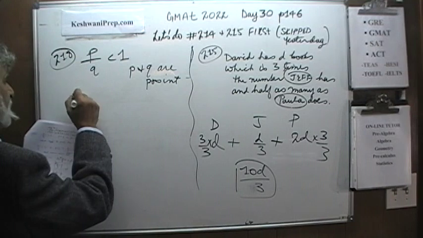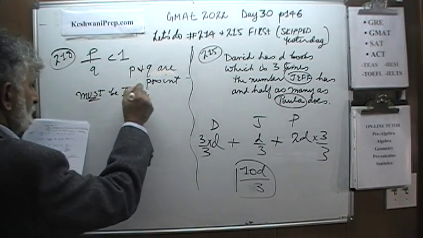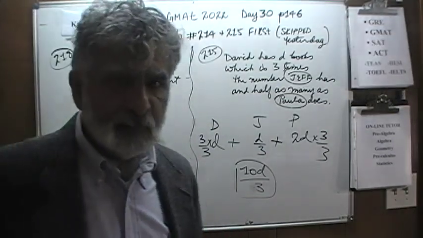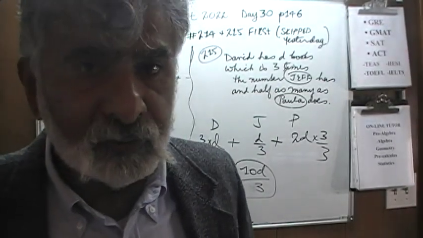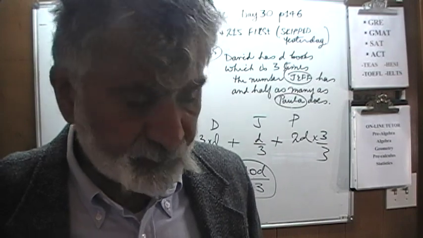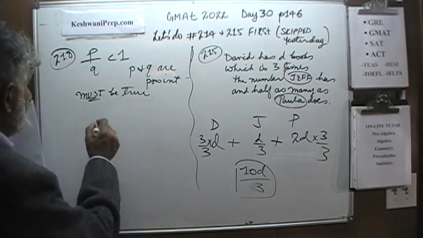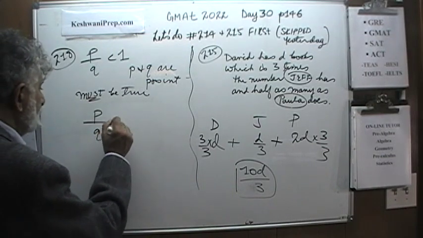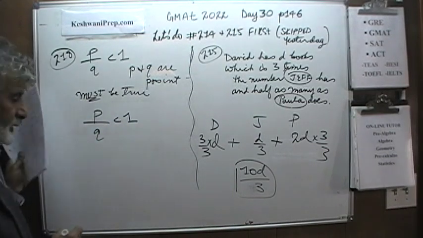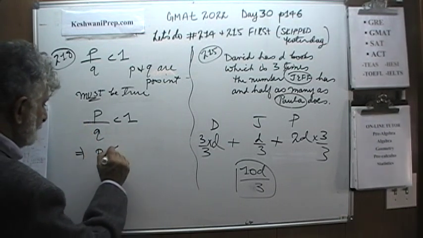The question simply is, which must be true? So we're not looking for something that may be true on some occasions, under some circumstances. We're looking for something that has to be true all the time. Well, let's see. Since P over Q we are told is less than 1, that in turn implies that P must be less than Q.